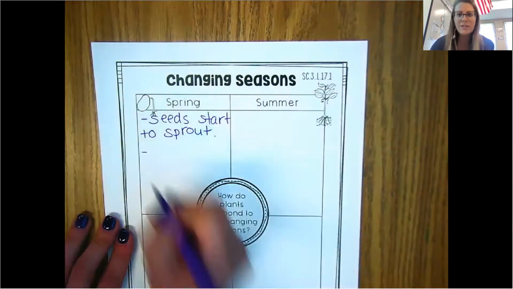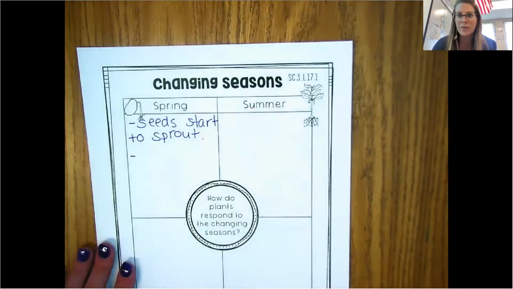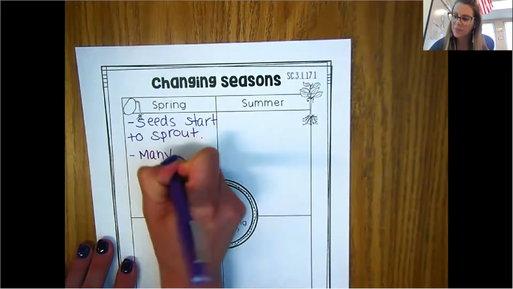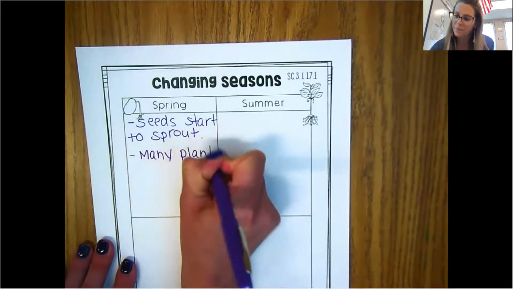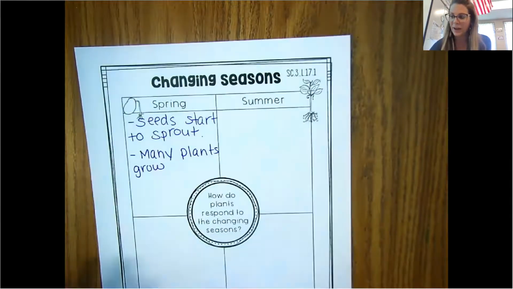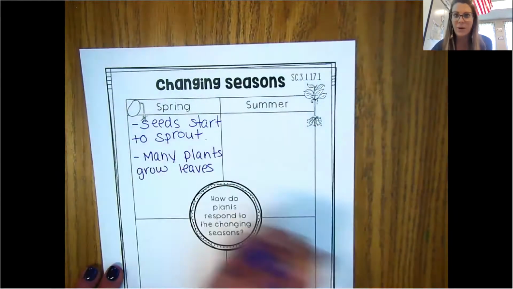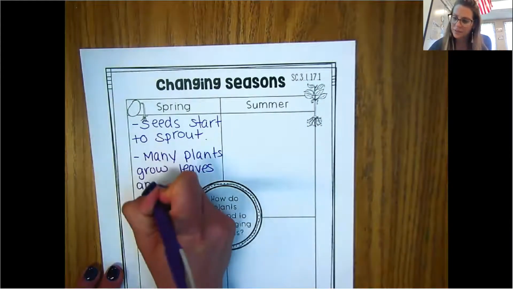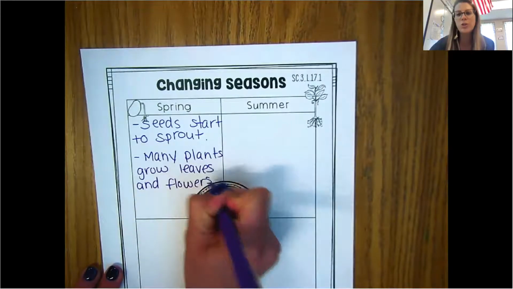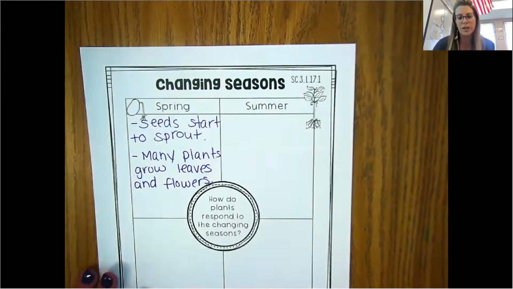Okay? What else happens to the plants? What do they grow in the spring? Many plants grow what? Leaves, right? And what else? Flowers. So remember I said there were 2 from that one. So I would agree that those are the 2 you should have written down.